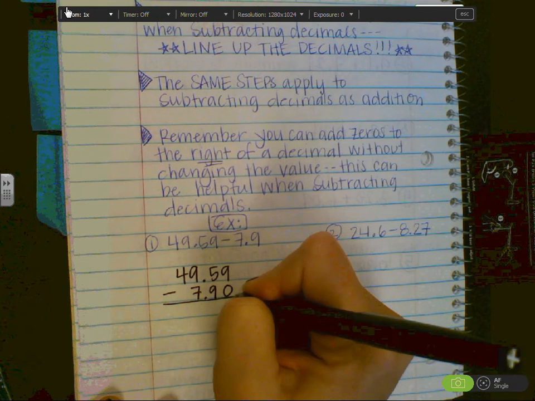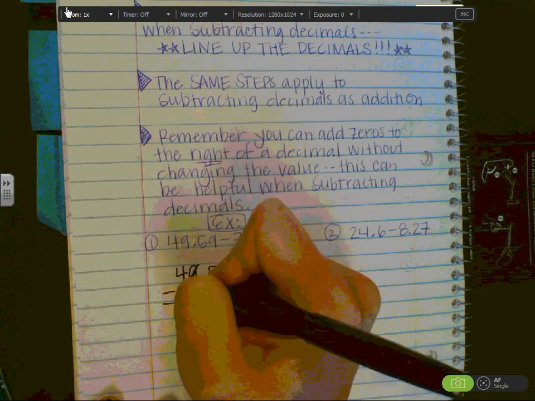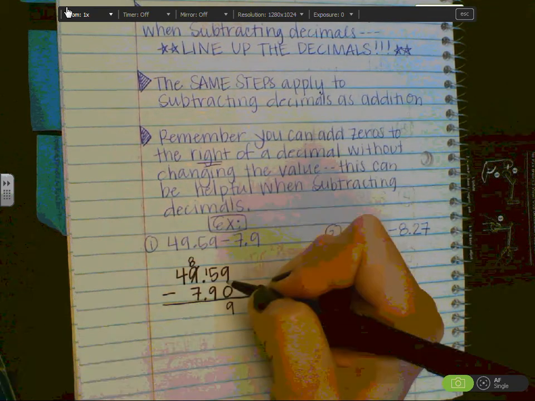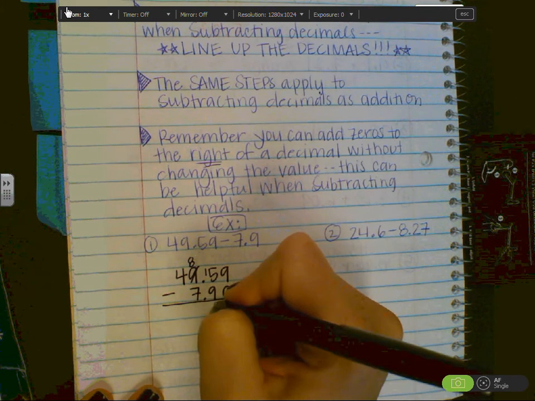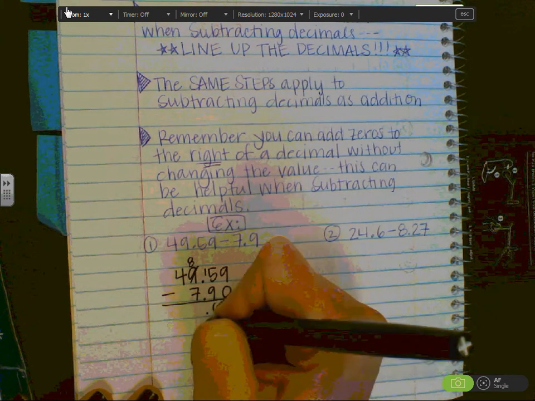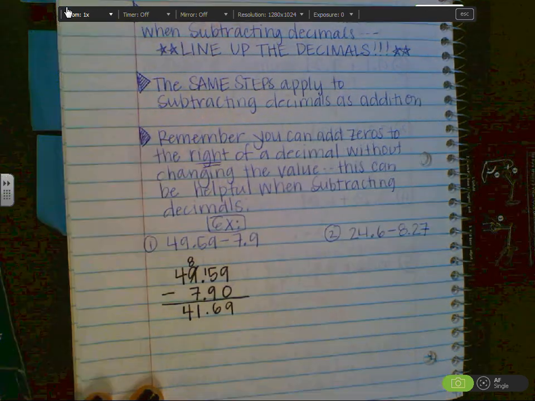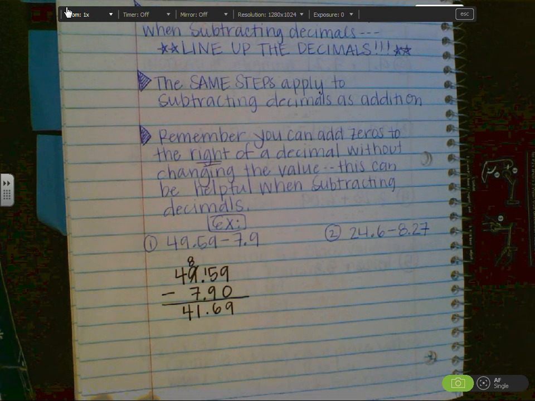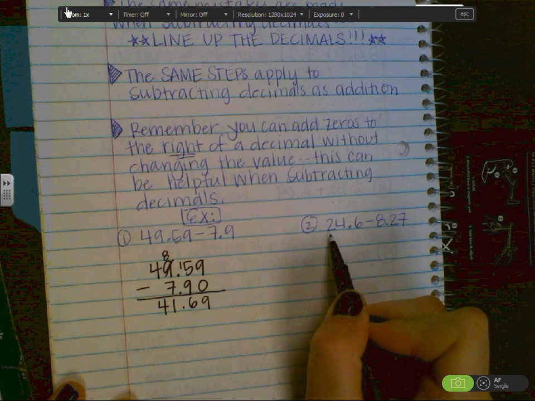9 minus 0 is 9. I can't subtract 9 from 5. So we need to borrow from the ones place. Then this becomes 15. So 15 minus 9 is 6. My decimal stays in the same spot. 8 minus 7 is 1. 4 minus 0 is 4. You should get 41 and 69/100ths.